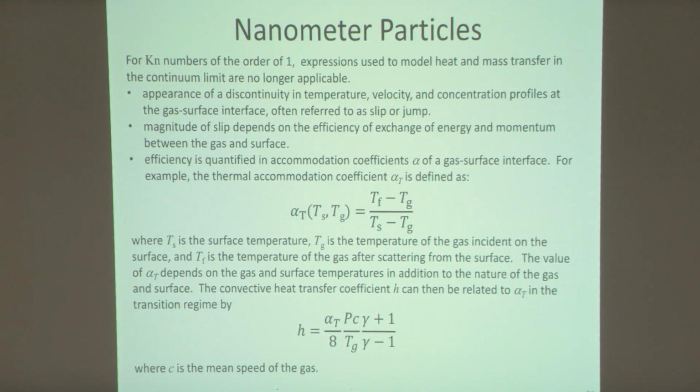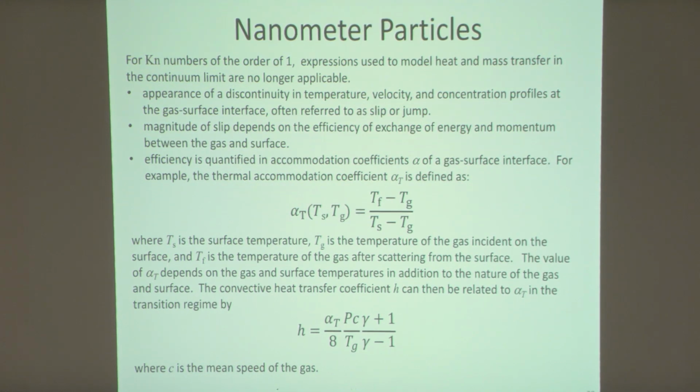For example, the thermal accommodation coefficient, alpha sub T here, is a function of the surface temperature and the gas temperature. It is equal to the temperature of the gas after the scattering from the surface, minus the temperature of the gas, divided by the surface temperature minus the temperature of the gas. And those accommodation coefficients can be very small. Knowing the accommodation coefficient, I can evaluate what the convective heat transfer would be in terms of a heat transfer coefficient. And I give an example here of what that is.